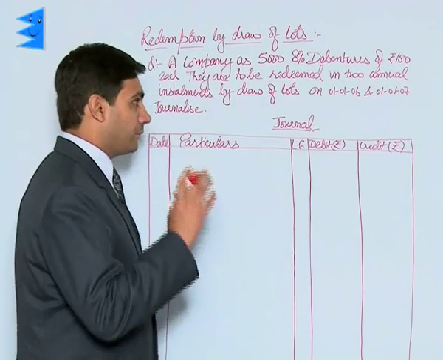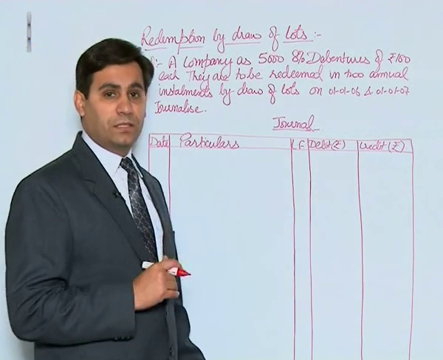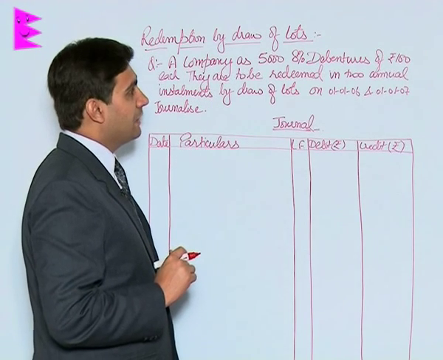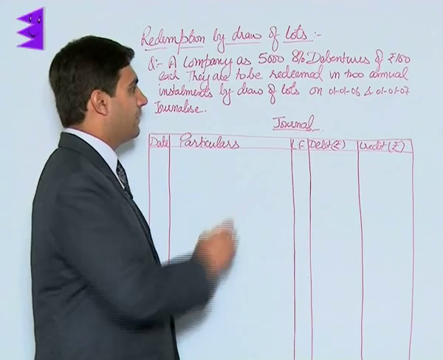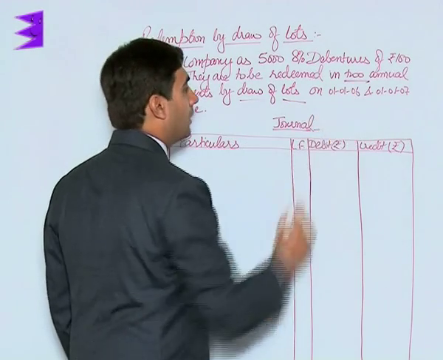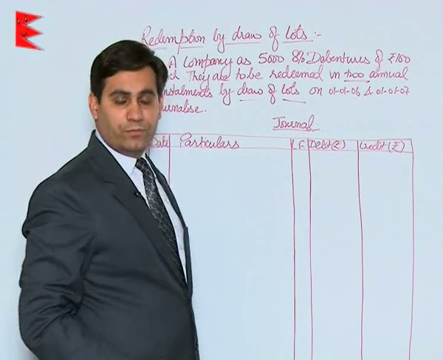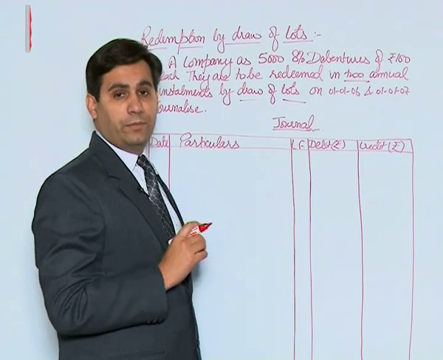Now students, the journal entries are more or less similar to the previous method. So let us come to this question. A company has 5,000 8% debentures of rupees 100 each. They are to be redeemed in 2 annual installments by draw of lots on 1st January 2006 and 1st January 2007. So these are 2 dates on which debentures are to be redeemed.